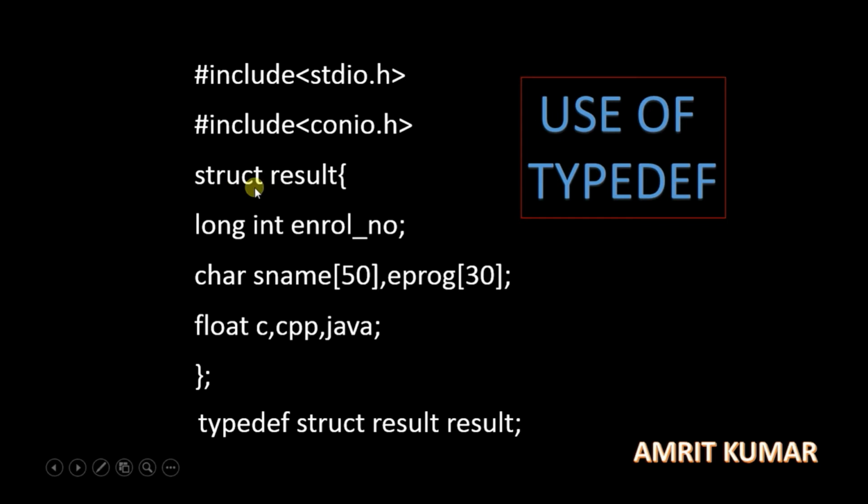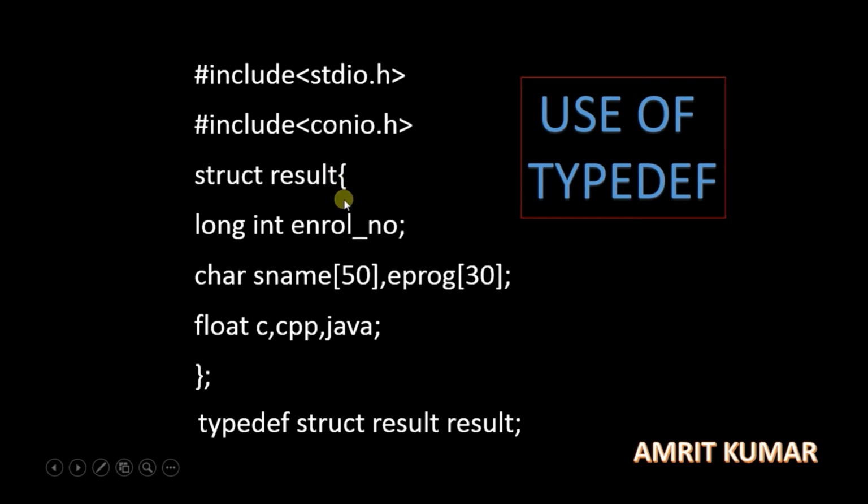So I have already told you about the structure in the previous lecture, that you can create your own data type with the help of structure. So I am creating our own data type. You can see here I am using the structure concept, that struct is a reserved keyword, and this is the structure name. Okay, and the structure name I am using is result. So this is the data type of a result structure.